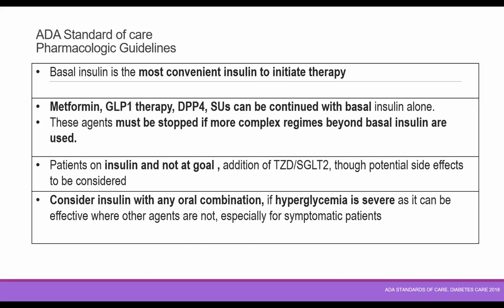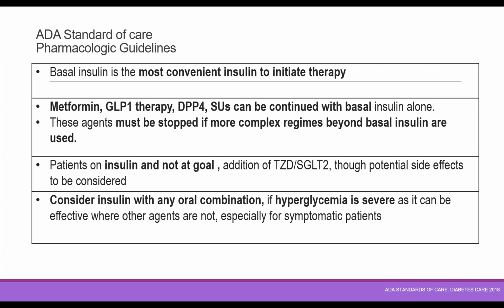The American Diabetes Association has said that basal insulin is the most convenient insulin to initiate therapy. Metformin, GLP-1, DPP-4 inhibitors, and sulfonylurea can be continued with basal insulin. So you don't have to change the dose of the other drugs the patient was receiving. The patient was receiving metformin and sulfonylurea, so we will not change those, and we just have to add the basal insulin. Do not alter the dose, and keep the patient on whatever he was receiving at that point of time.